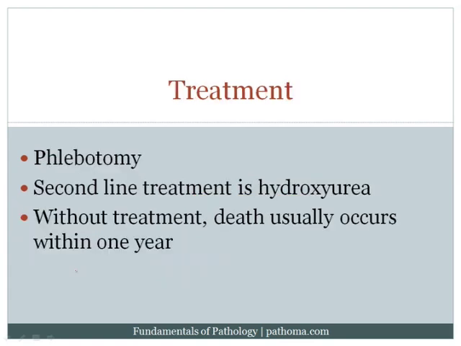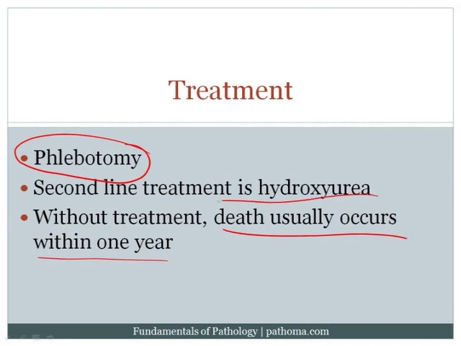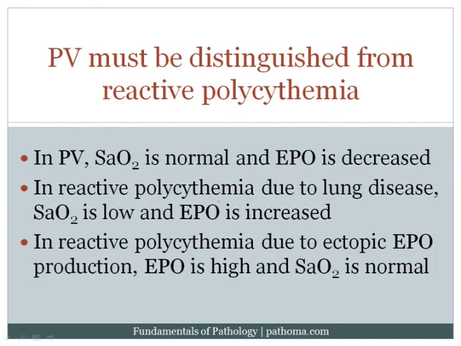The treatment of polycythemia vera is to decrease the red blood cell mass, and we do that by phlebotomy. Without treatment, death would usually occur within a 1-year period. A second-line treatment is hydroxyurea. One of the important states that needs to be distinguished from polycythemia vera is reactive polycythemia. Basically, the idea here is that if we have an increased red blood cell mass, the increased red blood cell mass or count could be due to a reactive condition.